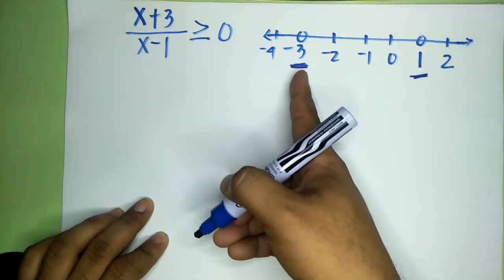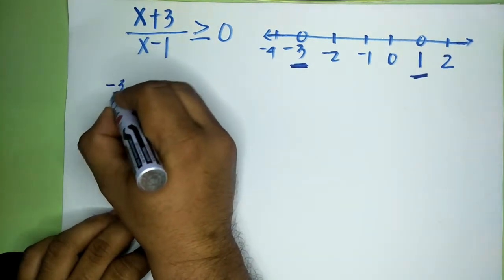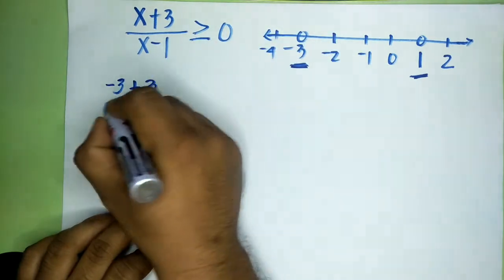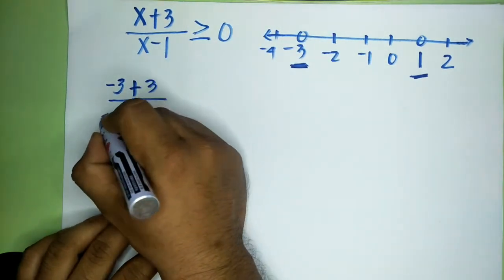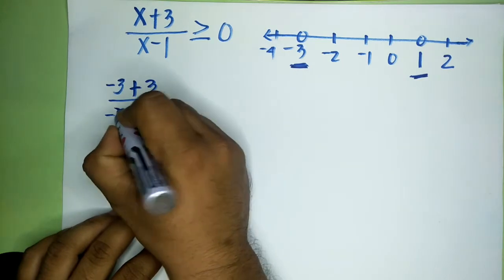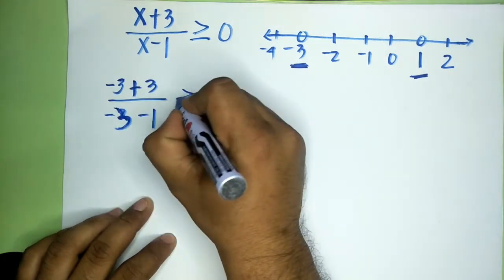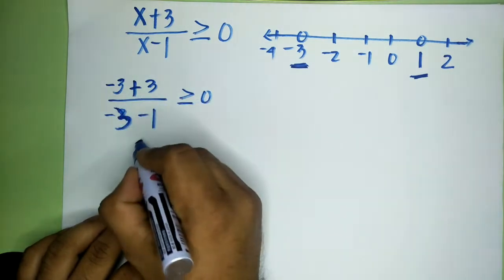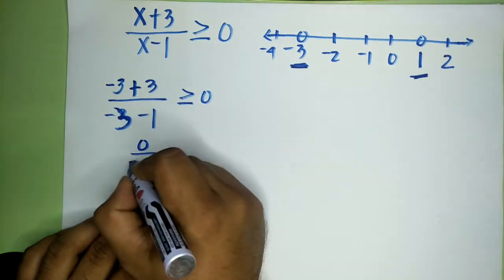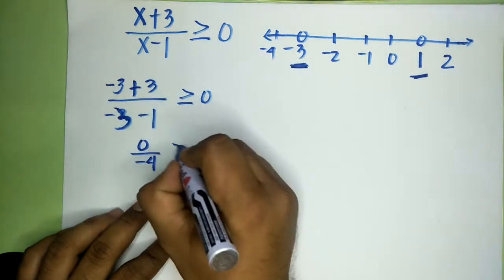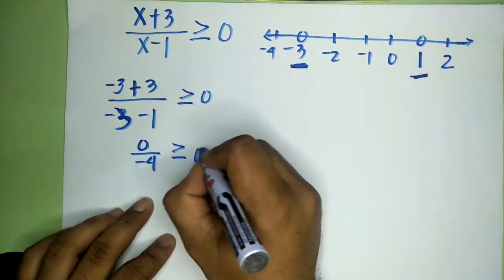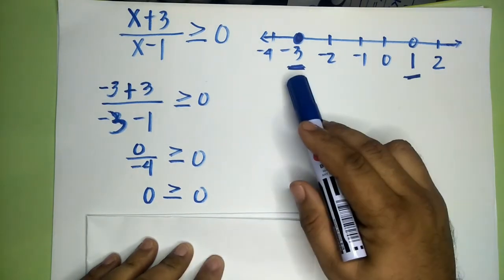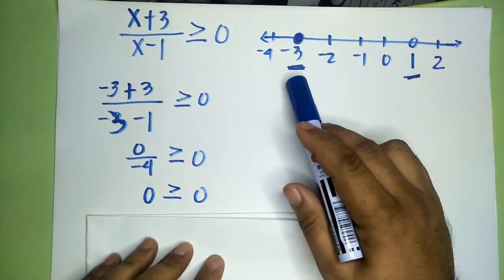So, if x is negative 3, so that is (negative 3 plus 3)/(negative 3 minus 1) greater than or equal to 0. So, negative 3 plus 3, that is 0 over negative 4 is greater than or equal to 0. Okay, dahil nag-equal siya sa 0, ibig sabihin, included yung ating negative 3.